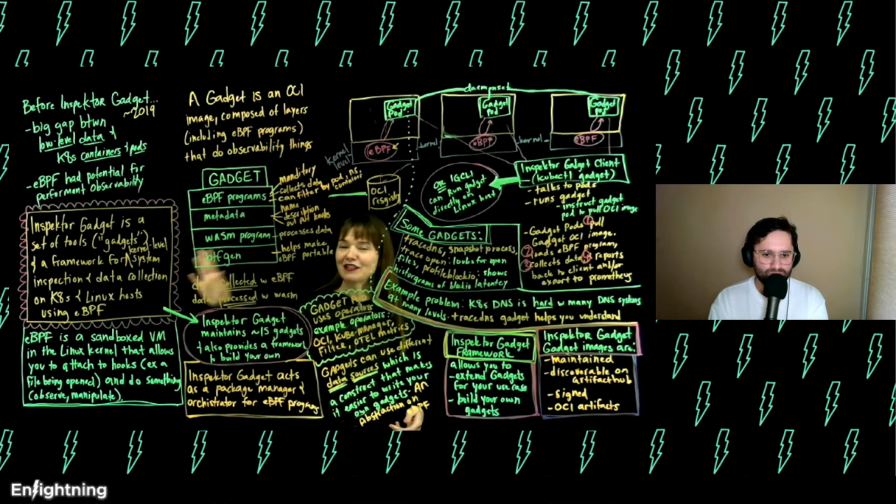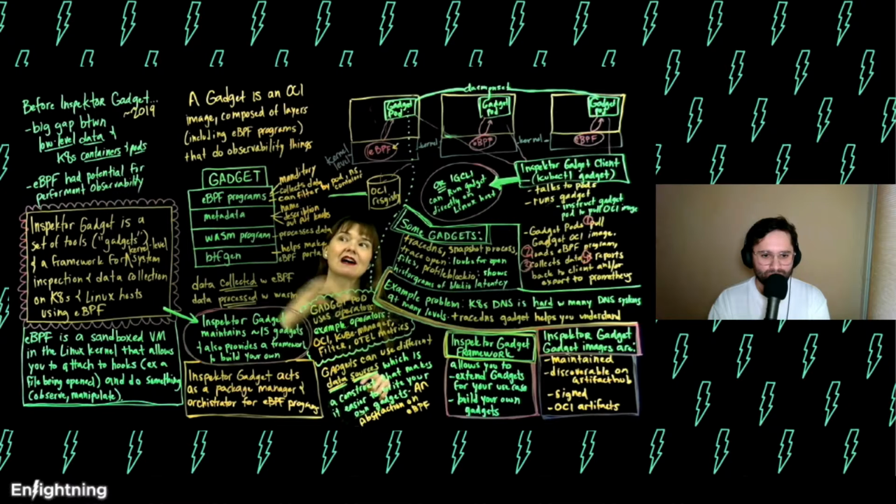We did a recap on what eBPF is, which I love that definition we made, by the way. eBPF is a sandboxed VM in the Linux kernel that allows you to attach to hooks, for example a file being opened, and then once that hook happens, you can do something like observe or manipulate that particular call. And then a gadget itself, which is one of the tools in Inspektor Gadget, is an OCI image that's composed of layers, and we drew out the layers here, including eBPF programs. That's the one we talked about most. And this gadget can do observability things.